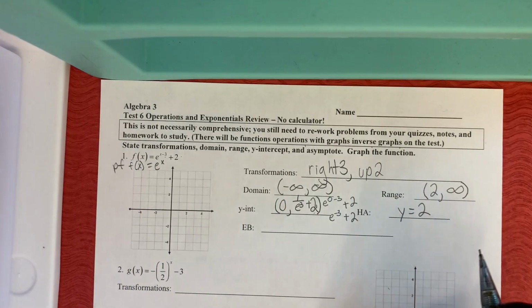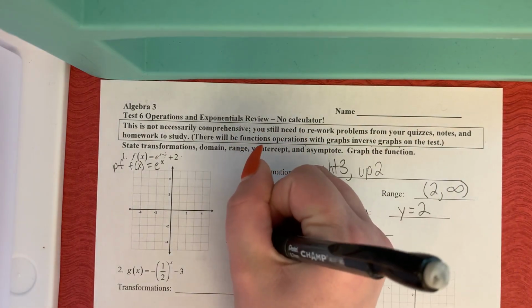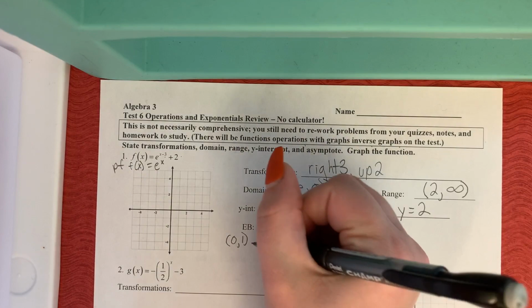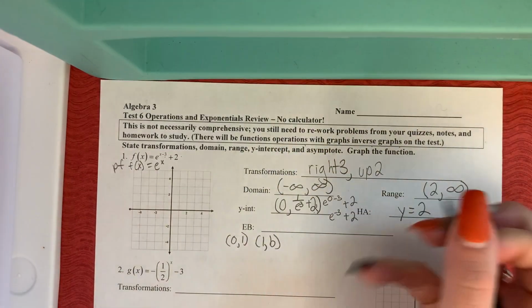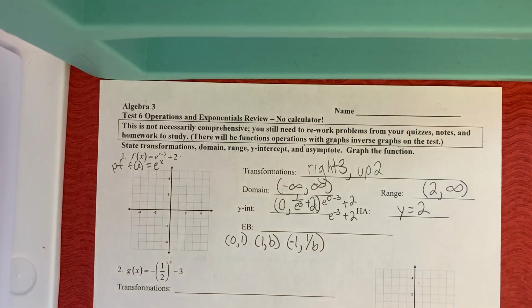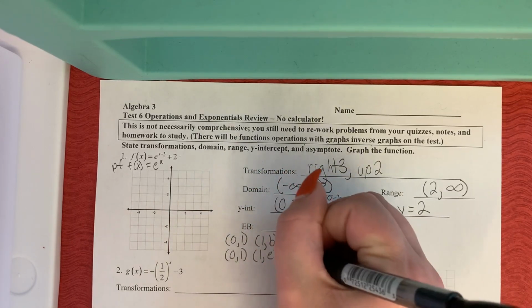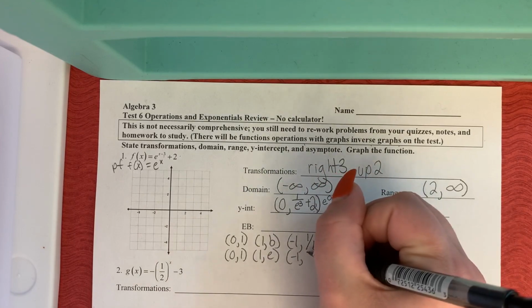Okay, I actually need to grab a second color. Okay, so I'm going to go ahead and graph my parent function. So for all of these graphs, our parent function points are always (0, 1), (1, whatever the base is), and then (negative 1, 1 over the base). So in this specific case, it's going to be (0, 1), (1, e), and (negative 1, 1 over e).